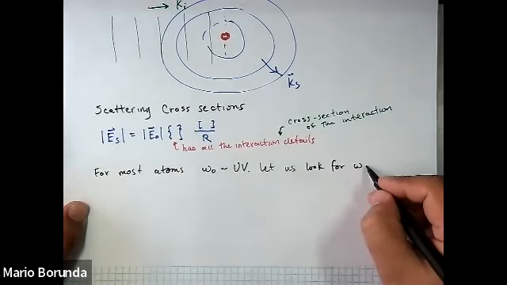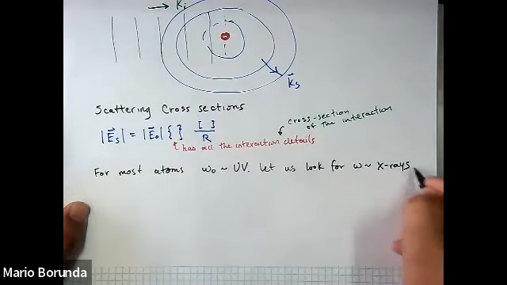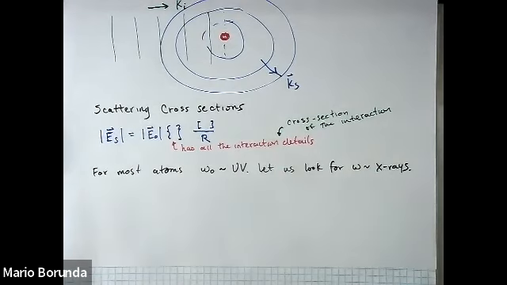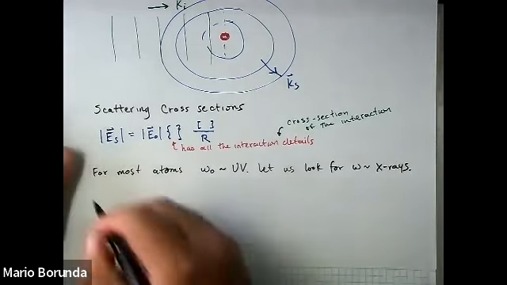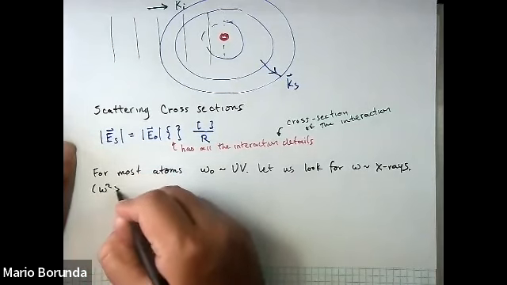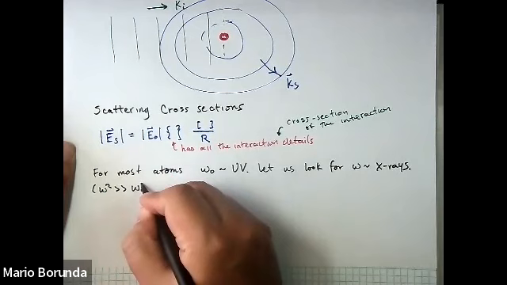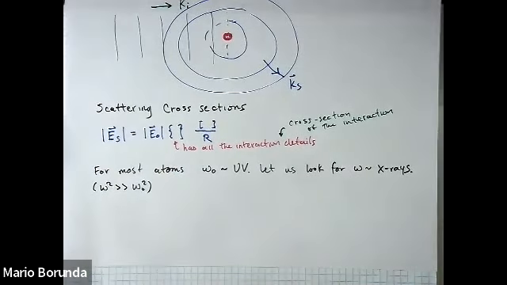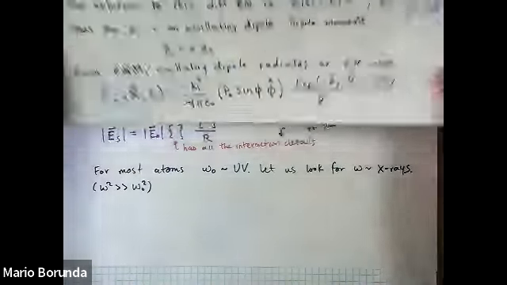For omega of X-rays. So if we're in the X-ray regime, X-rays have more energy than the UV, right? So we're in this regime where omega squared is way bigger than omega naught squared. So let me bring this equation over here again.